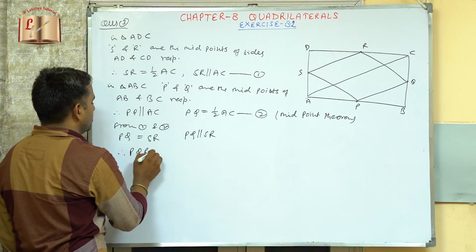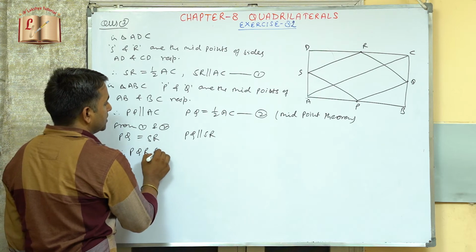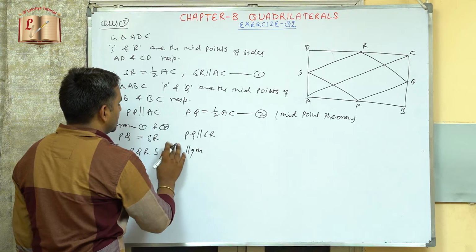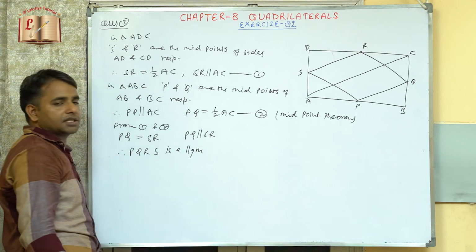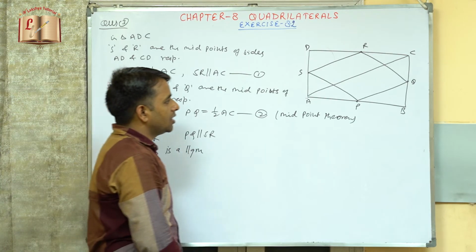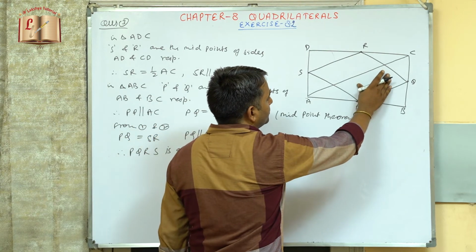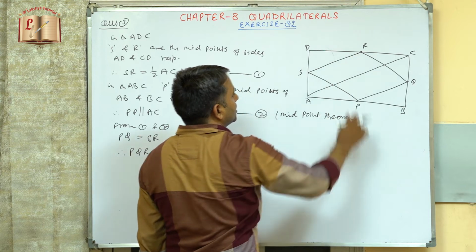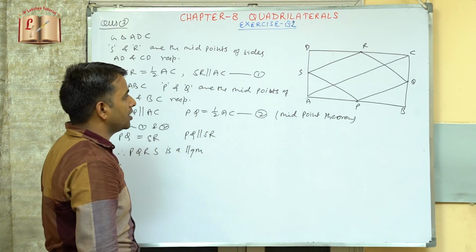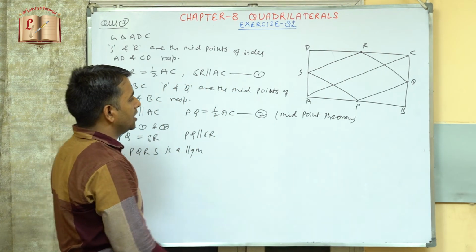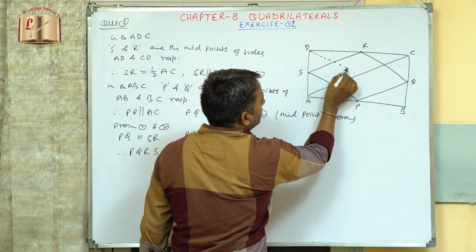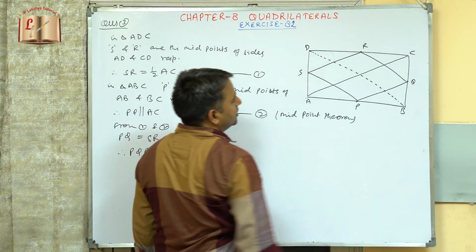Therefore PQRS is a parallelogram. So we have proved PQRS as a parallelogram. Now see that in this parallelogram, this side is equal to this side. This is now a parallelogram, and again we will take up the other diagonal BD.